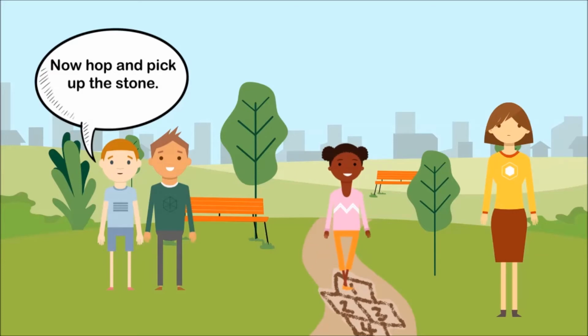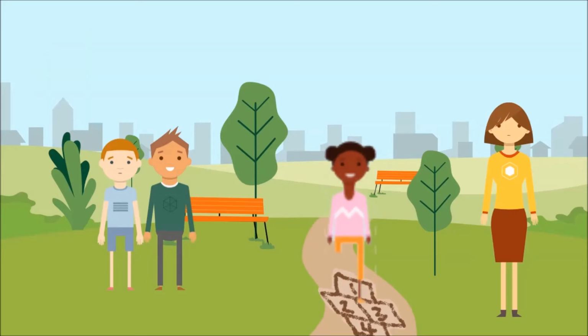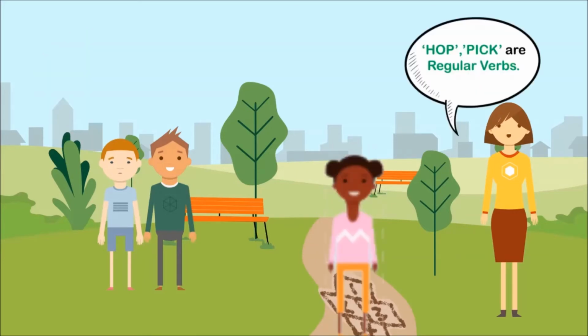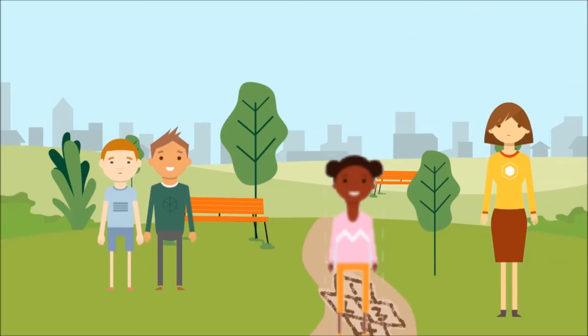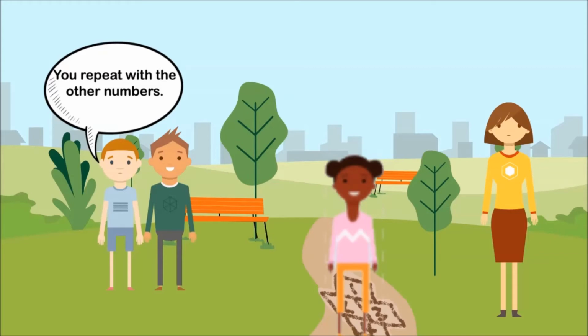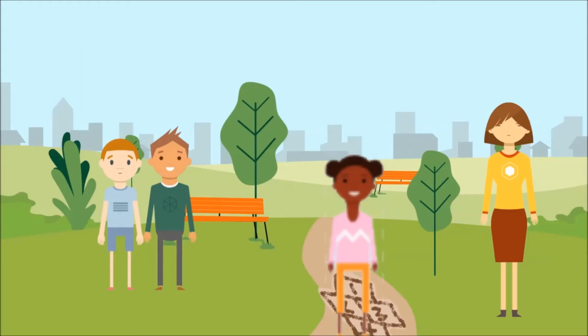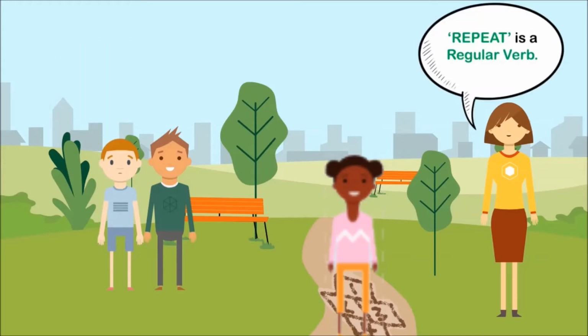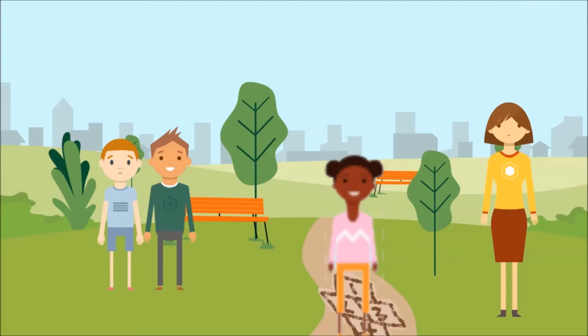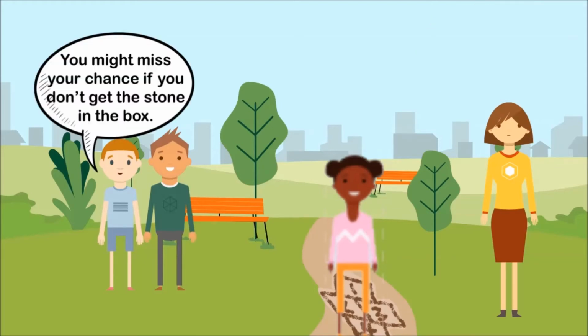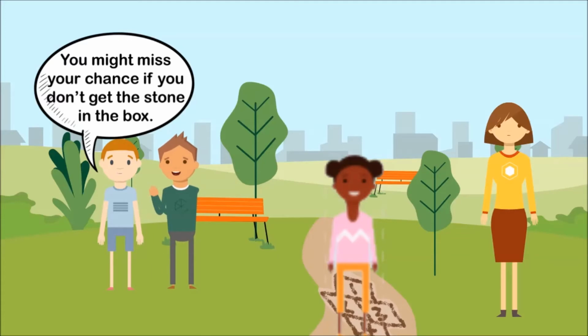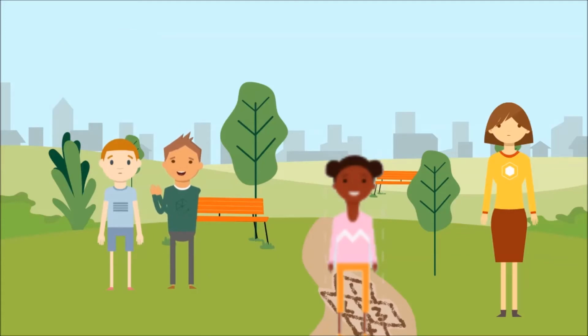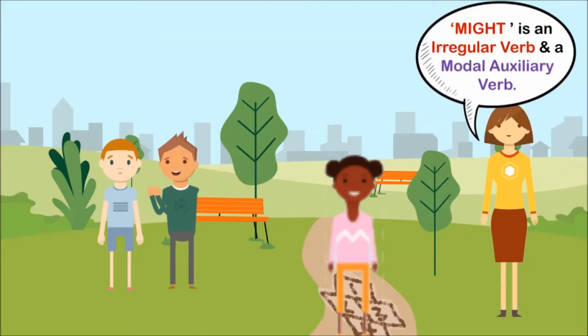Now hop and pick up the stone. Hop, pick are irregular verbs. You repeat with the other numbers. Repeat is a regular verb. You might miss your chance if you don't get the stone in the box. Might is an irregular verb and a modal auxiliary verb.